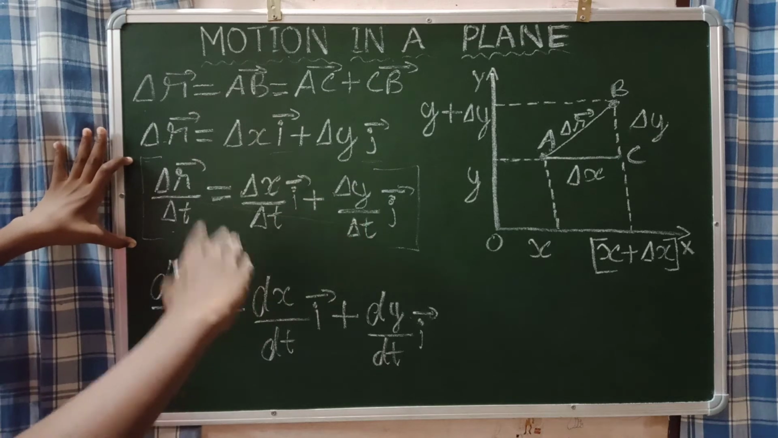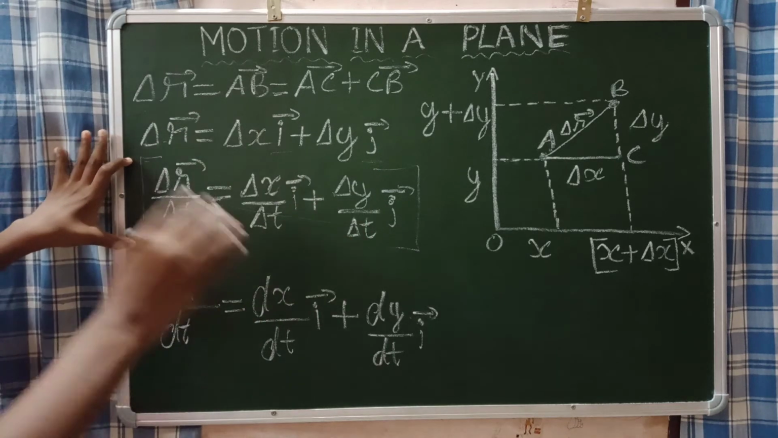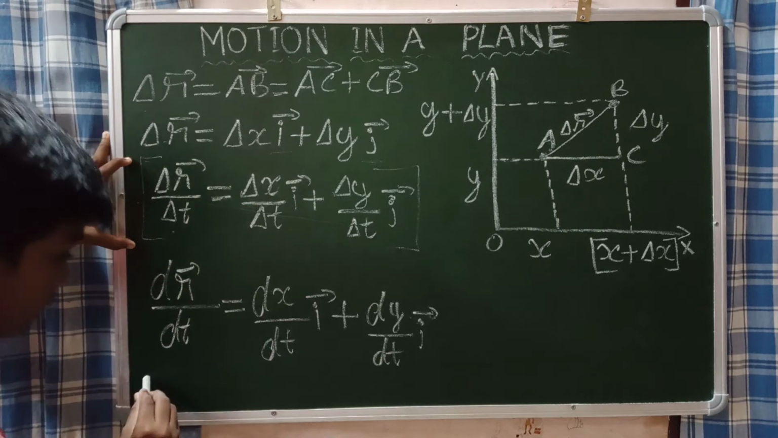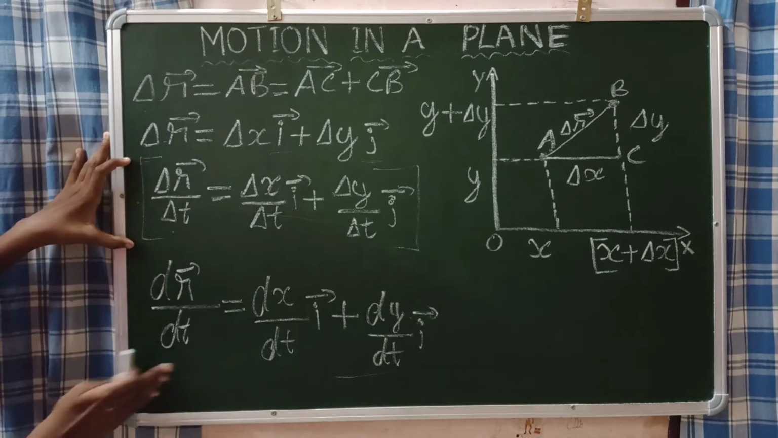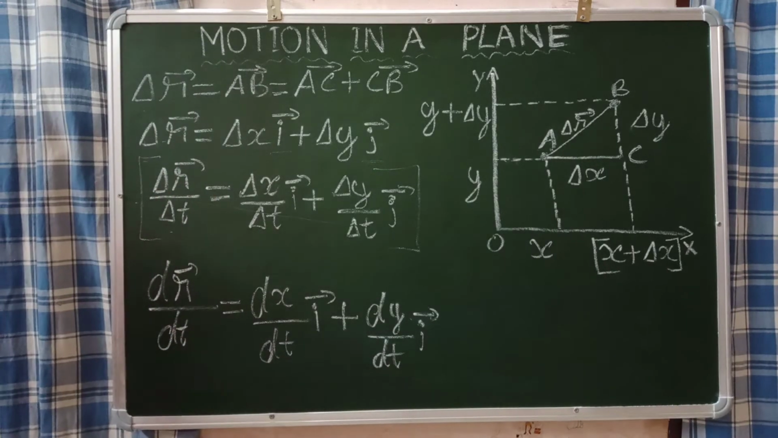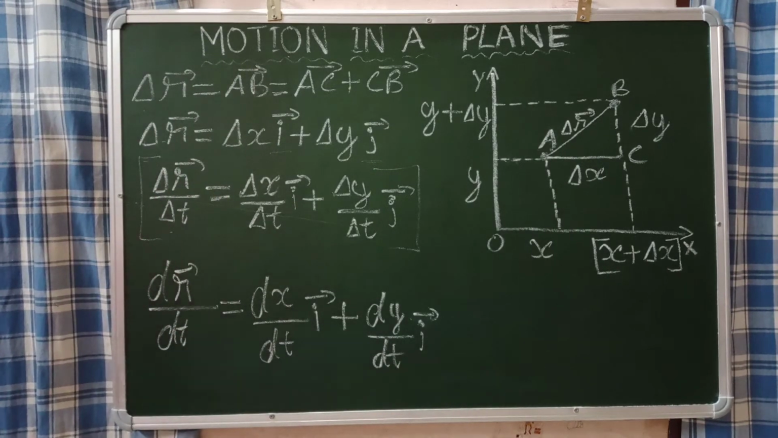So what I am doing is just converting this into instantaneous form. People who know how to convert can understand this. Otherwise, just put the limit of delta t tends to 0 on both sides, and then this is what you will get. Okay guys, so now understand these things.